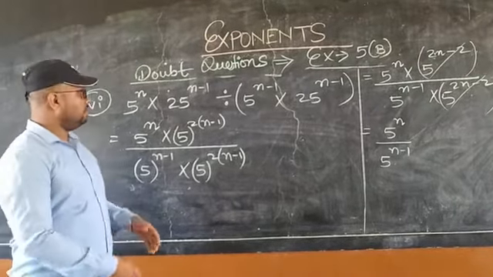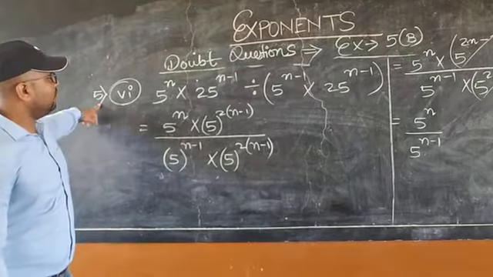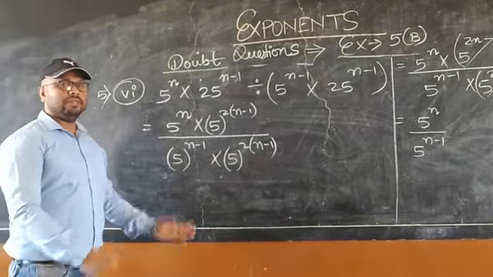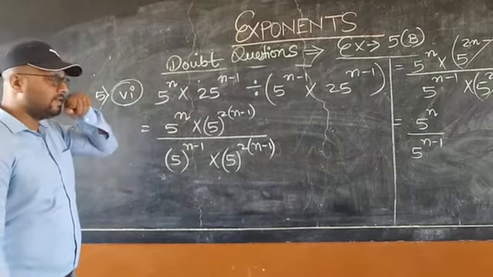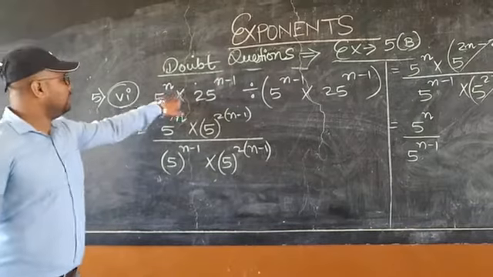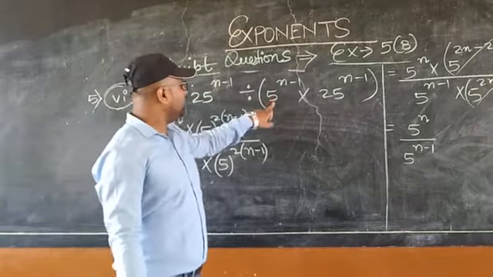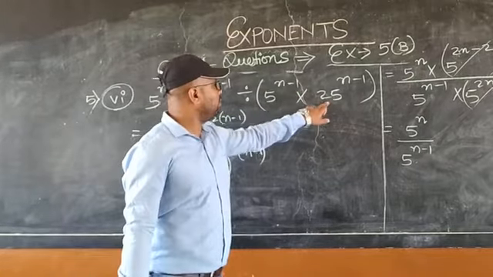Now students, we will discuss one of the questions of question number 5 of exercise 5b, which I feel you will find difficult to solve. So that's why I have tried to solve this one for you. We are having 5 to the power n into 25 to the power n minus 1, which is divided by 5 to the power n minus 1 into 25 to the power n minus 1.